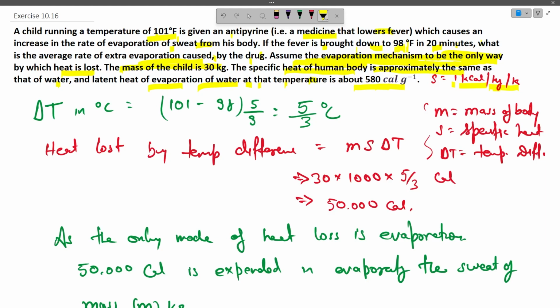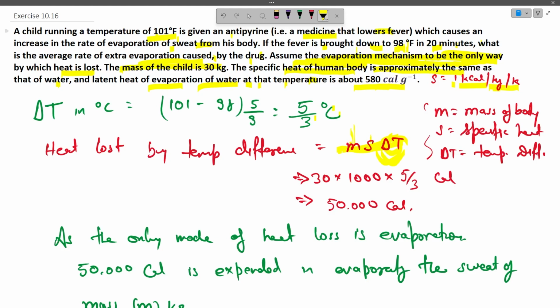So we know that heat lost by the temperature difference is given by m s delta T, where m is the mass of the body, s is the specific heat of the body, and delta T is the temperature difference. Here the mass is given, that is 30 kg, and the specific heat we know is 1000 calorie per kg per Kelvin, and the difference in temperature we calculated above. The 3 degree change in Fahrenheit will be equal to 5 by 3 degree change in Celsius. So it comes out to be about 50,000 calorie. So 50,000 calorie is the heat energy that the boy loses in 20 minutes by the effect of this medicine.